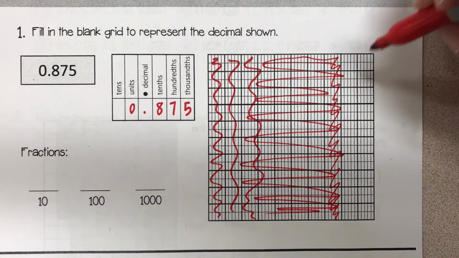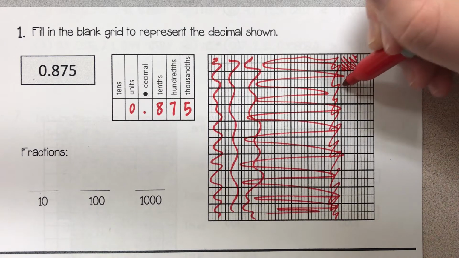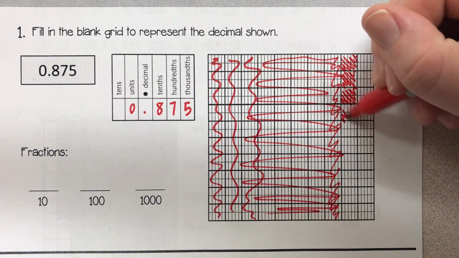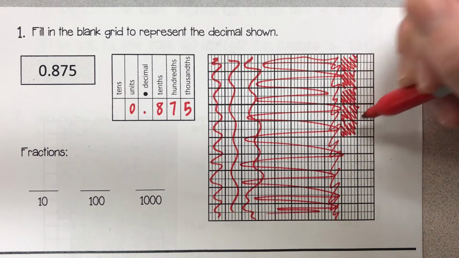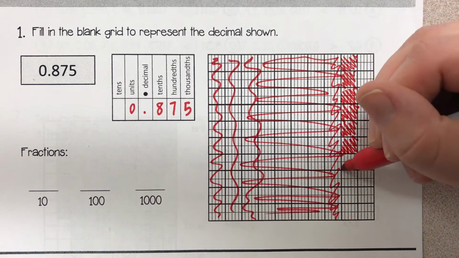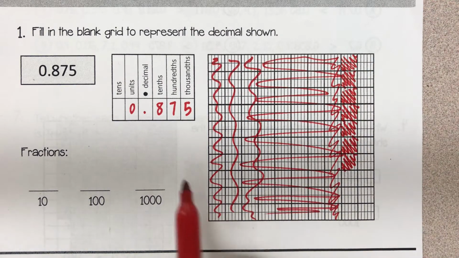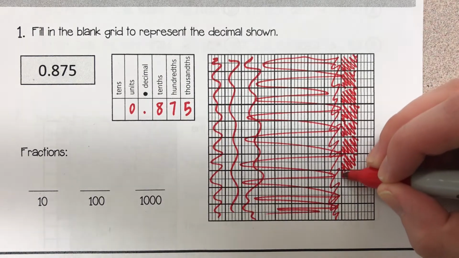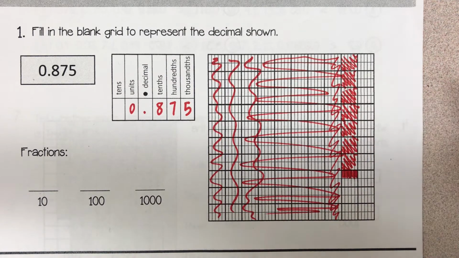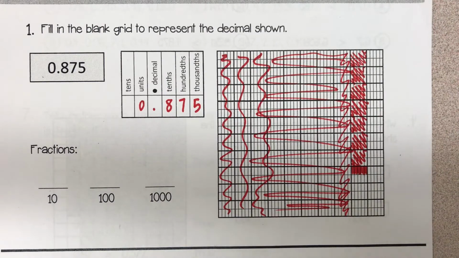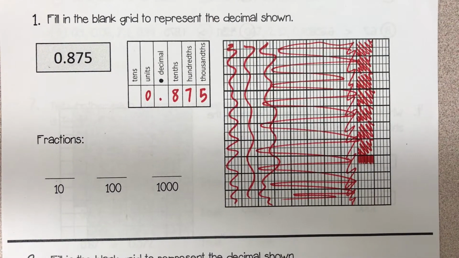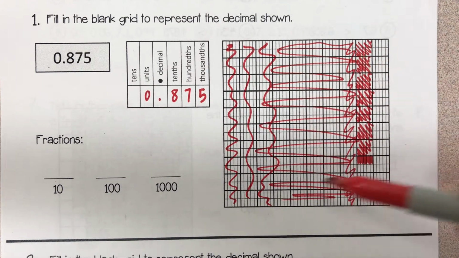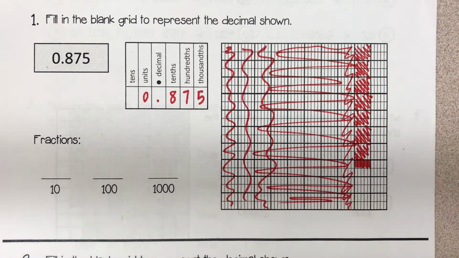Now I need to fill in 7 hundredths. And the hundredths are the blocks, or the squares. So that's 1, 2, 3, 4, 5, 6, 7. So that's 87 hundredths so far. Now we need to add the 5 thousandths, and the thousandths are these little rows. So that is 875 thousandths filled in altogether. So out of the 1,000 tiny bars in this square, 875 of them are filled in.